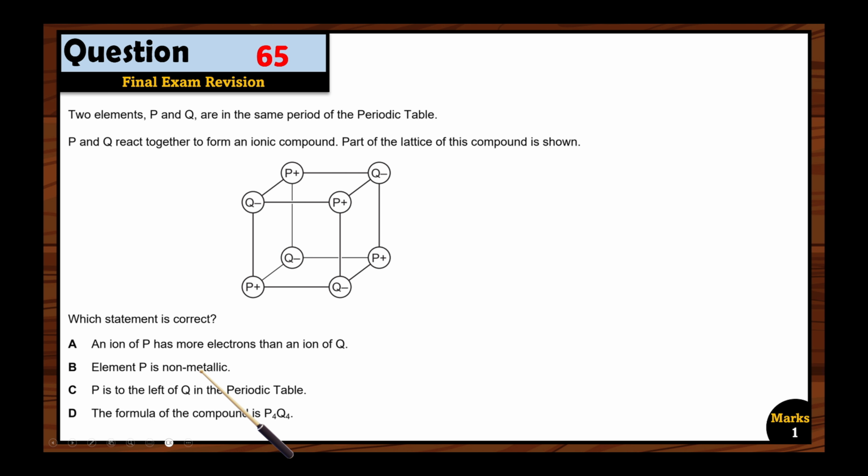Now, element P is a non-metal. You can see it is making a positive ion. How can it be non-metallic? Only metals can make positive ions, right? So B is also wrong.